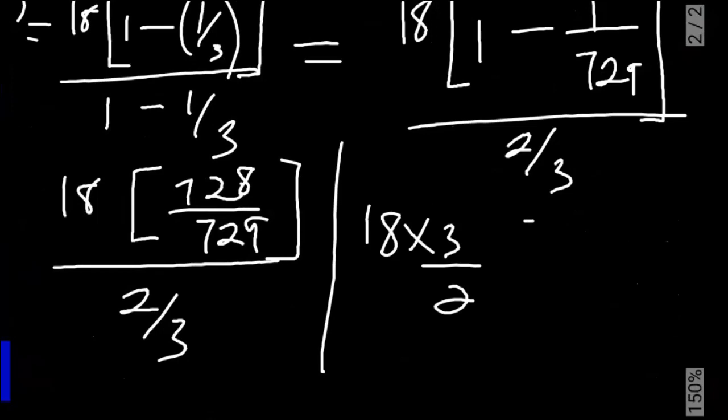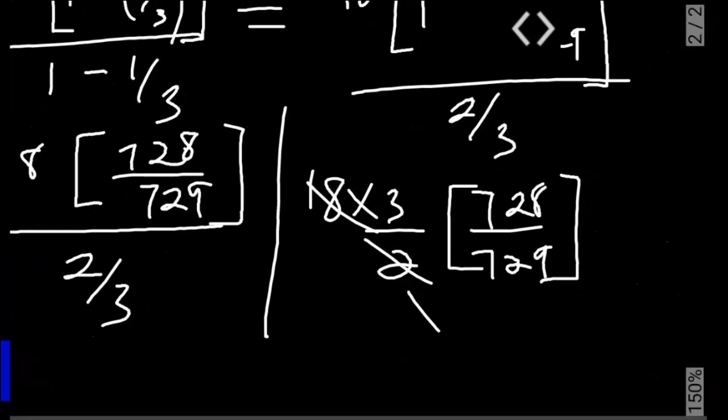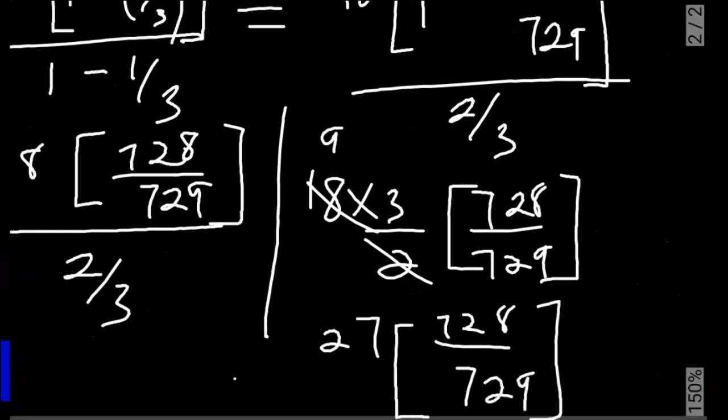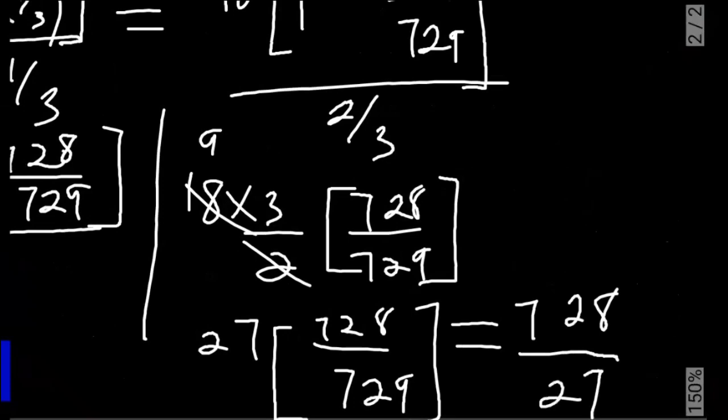Then 728 over 729. 18 divided by 2 is 9, not 6. So we have 27 multiplied by 728 over 729. If you put this into your calculator, we have 728 over 27. So this is the sum of the first terms of that sequence.